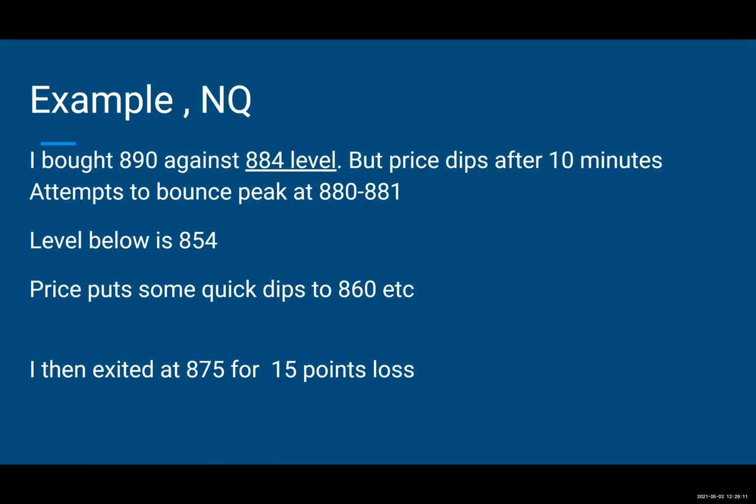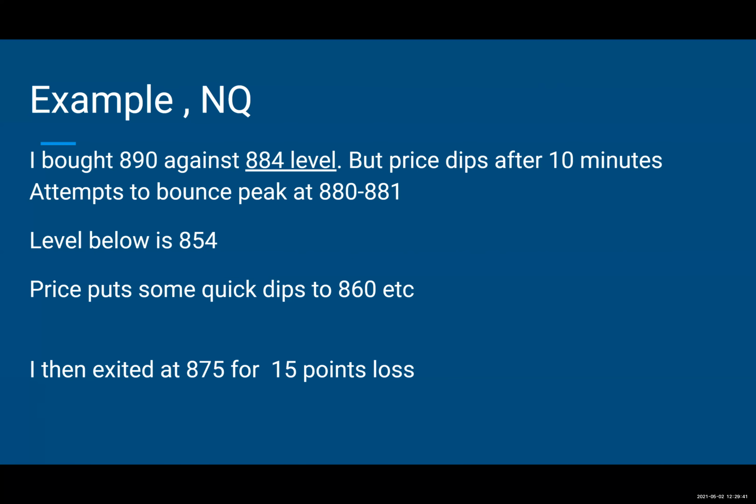So, example NQ, I bought yesterday's example, right? I bought 890 in the morning, 884 is the level. So I'm just giving a hypothetical example. I didn't trade this one, but price dips after 10 minutes and attempts to bounce, peaking at 880 or 881. So yesterday morning, Friday morning, NQ was at 313, 884 was support, 1 time, 2 times. By the 3rd time, it started to break. And let's say that's the time I actually entered the trade.